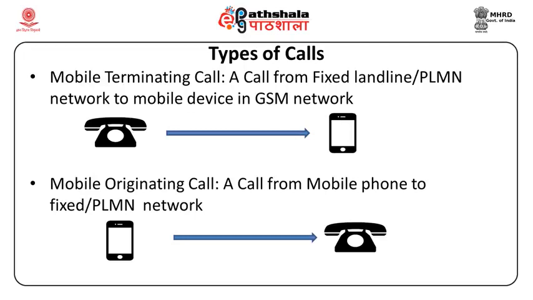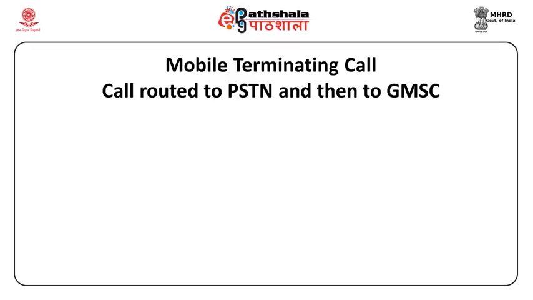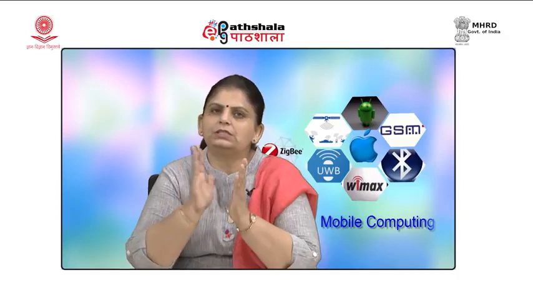Just have a recap of the types of calls which take place in the GSM network: a mobile terminating call, a call from a fixed landline PLMN network to the mobile device in the GSM network, or a mobile originating call, a call from a mobile phone to a fixed PLMN network. Now, let us see what happens during a mobile terminating call. We will see an example when a call is made from the PSTN network, that is a fixed landline phone, to the mobile phone which is in a GSM network.